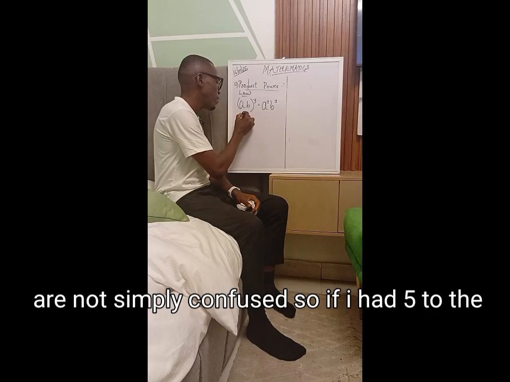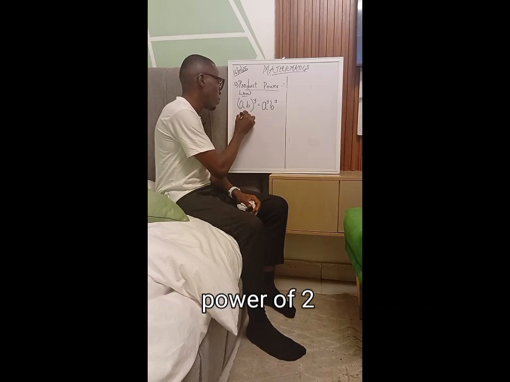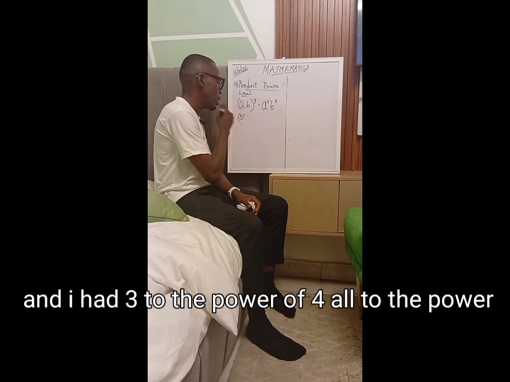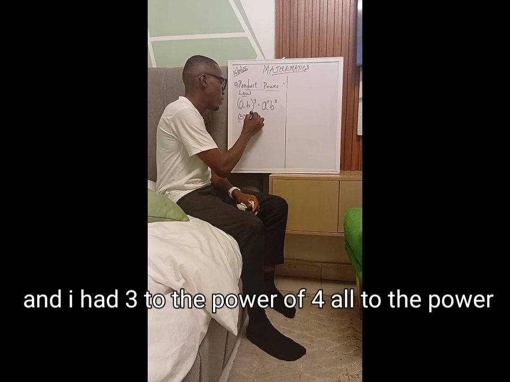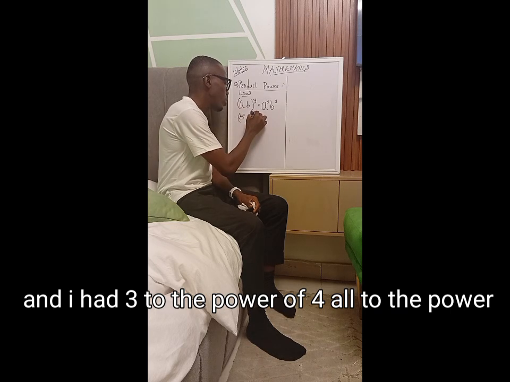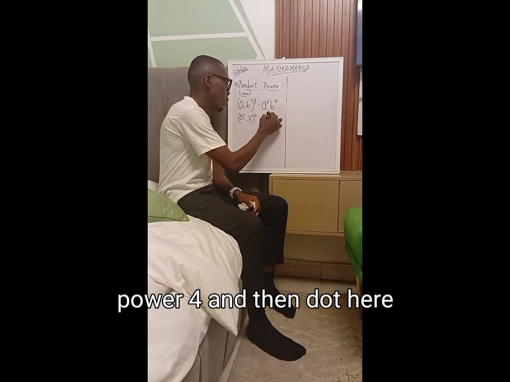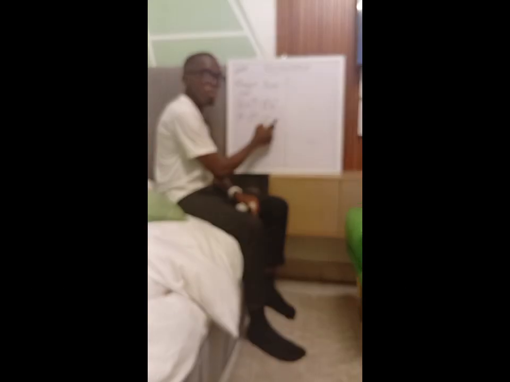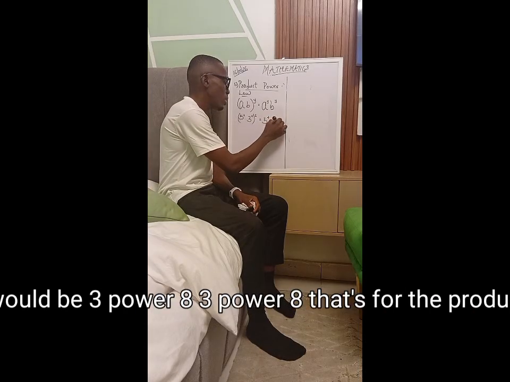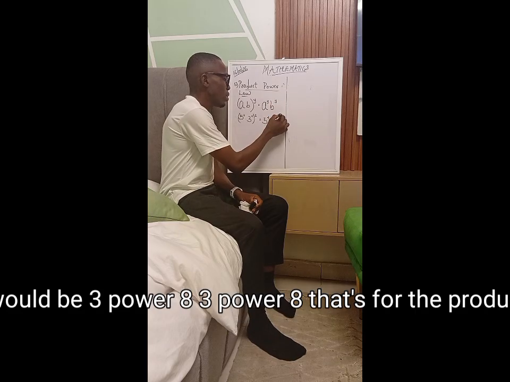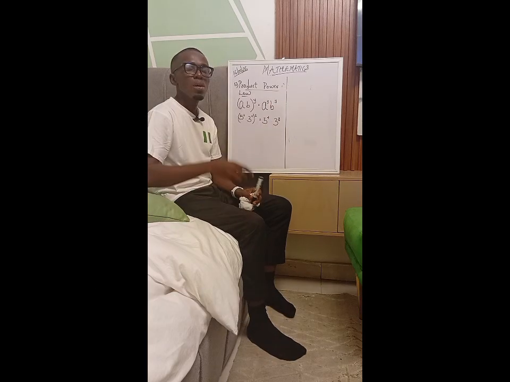So if I had 5 to the power of 2 and I had 3 to the power of 4, all to the power of 2, this will give us 5 power 4, and then a dot here indicating multiplication, please. And then this will be 3 power 8. 3 power 8, that's for the product power law.